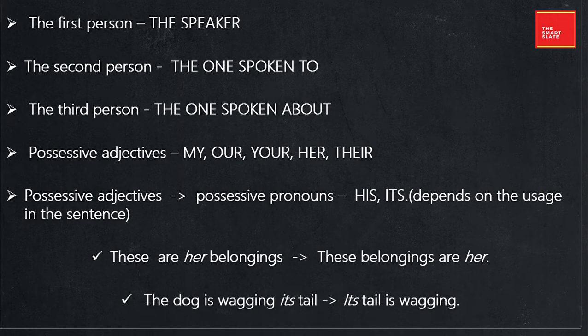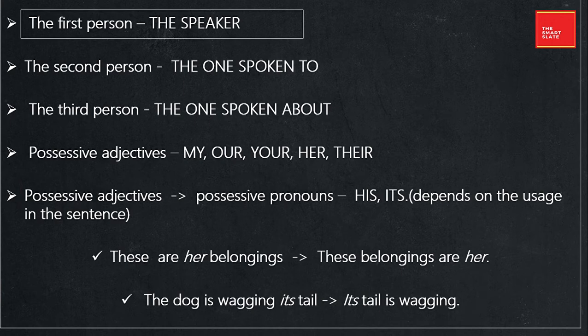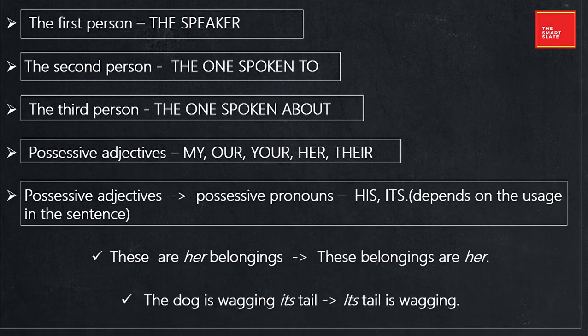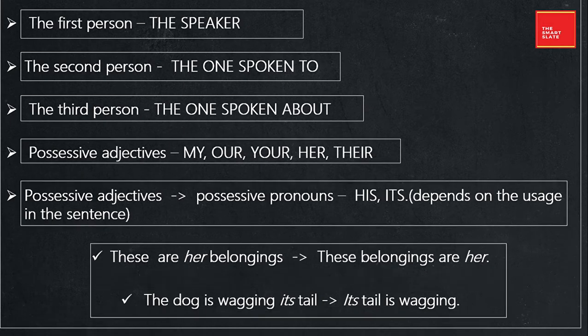The dog is wagging its tail. Its here becomes possessive adjective. But its tail is wagging, so here it becomes your possessive pronoun. So first person is the speaker, second is the one who is spoken to, third is the one who is spoken about. Then we have possessive adjectives which can be used as possessive pronouns depending upon the usage, and last was the example. That was quite easy.